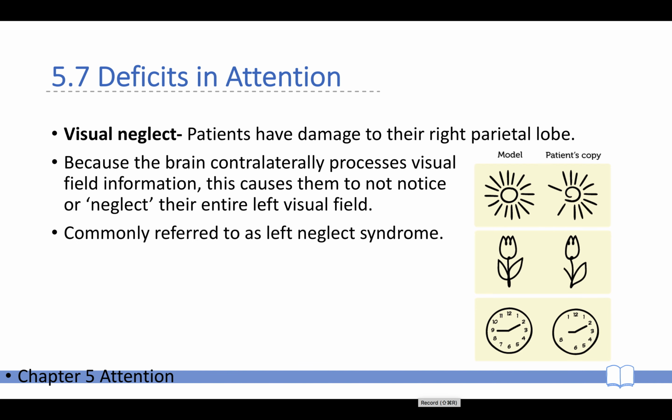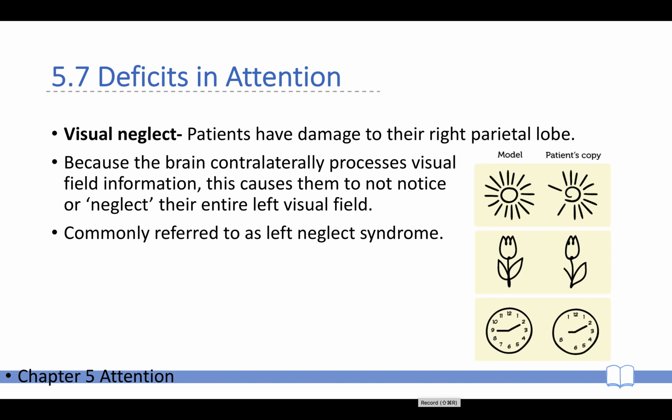Visual neglect patients typically have damage to their right parietal lobe. Because the brain is organized contralaterally, the right parietal lobe takes in information from the left visual field. Patients who have visual neglect will often forget about the left visual field or neglect it. So, for example, in the image that you see here, the patient's copy of the images will often be missing details from the left side.